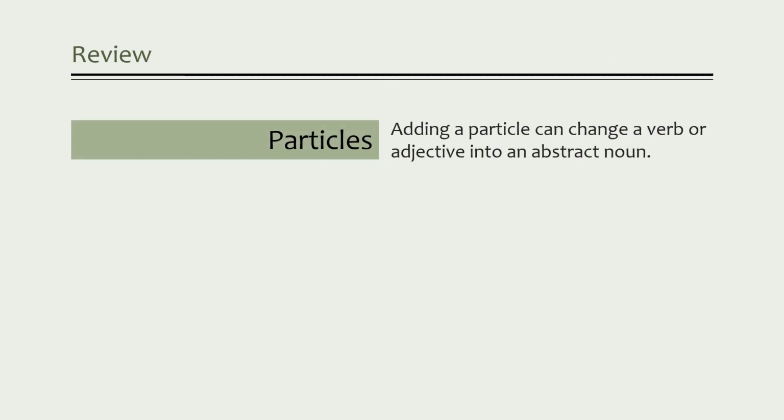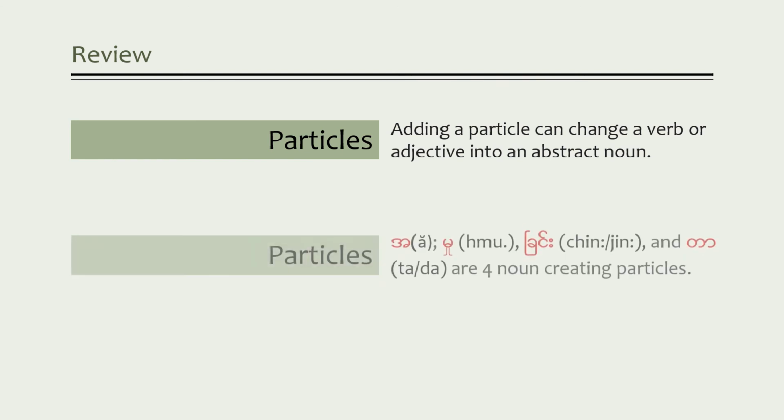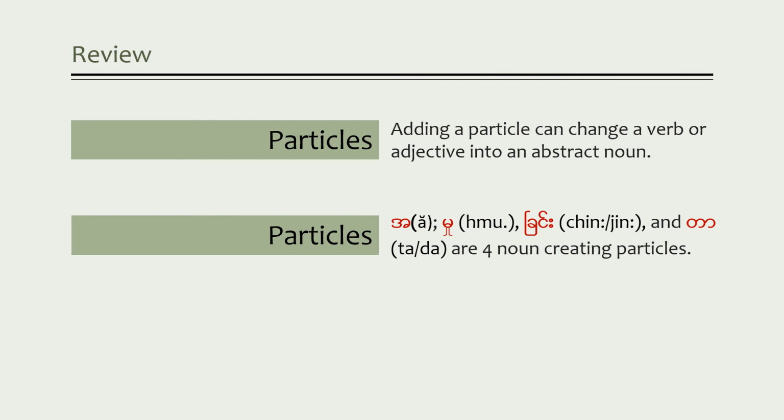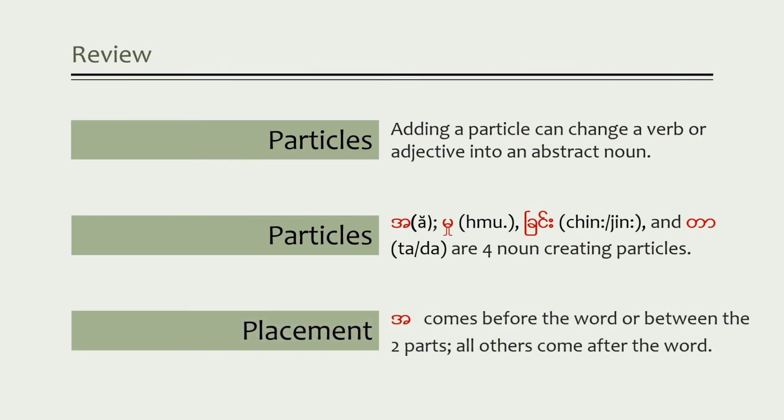In the way of review, verbs and adjectives can be changed into nouns with the use of noun-forming particles. The four main particles covered in this lesson are a, mu, chin or jin, and ta or da. Now that first one is the only particle that comes before the root word, and sometimes between the two parts of the root verb. The other three particles follow the root word, but in all cases, the original final particle is always removed. And that finishes this lesson.